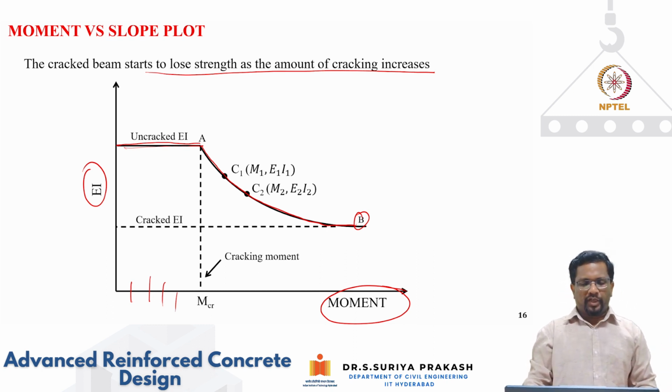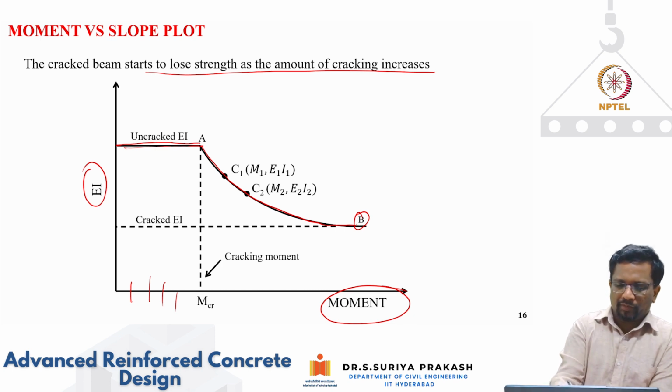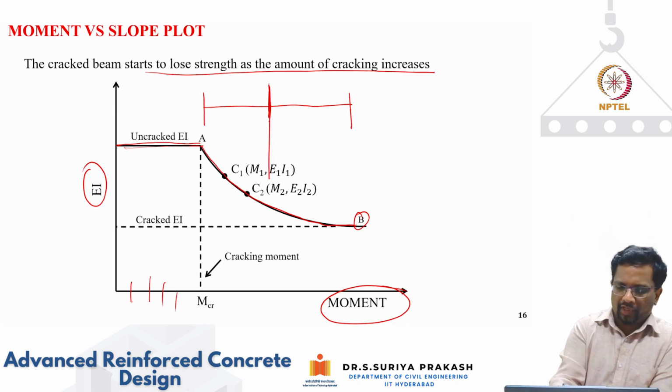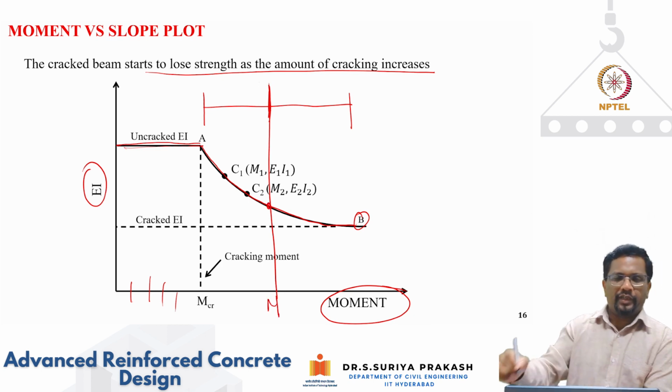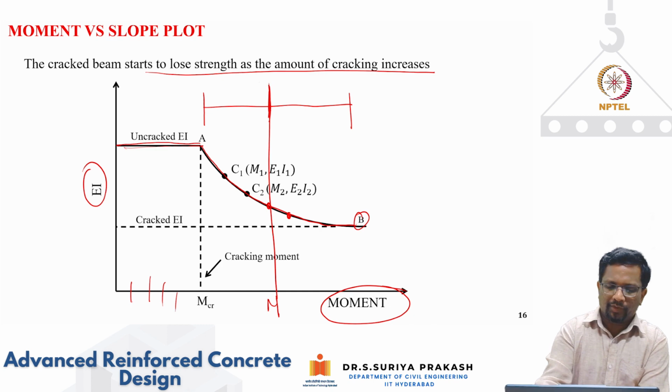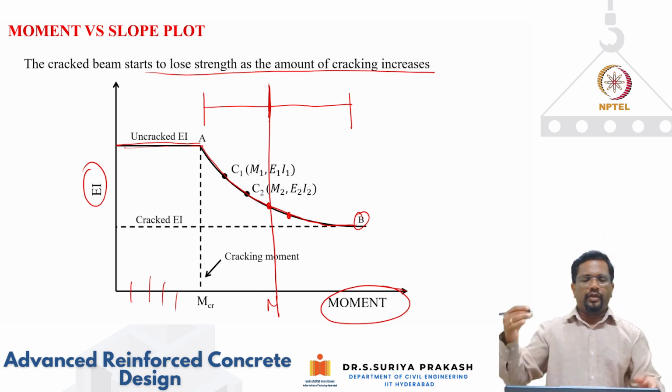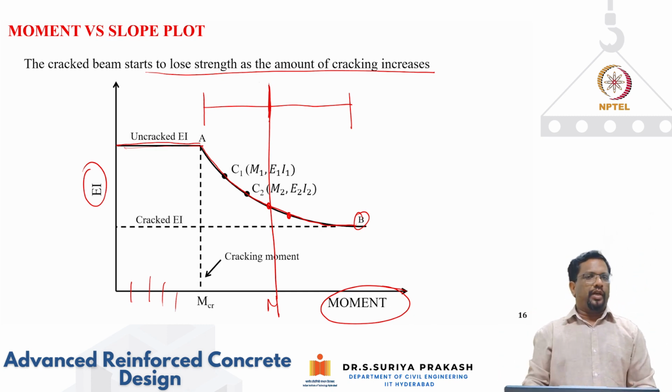But your service moments are going to be somewhere between this and this. Somewhere here you will have the service moment. So that is why, depending upon what the moment is that you have here, your EI will keep decreasing. If I am taking the moment here, this will be EI. So it changes in a nonlinear fashion, and we have to calculate it properly.